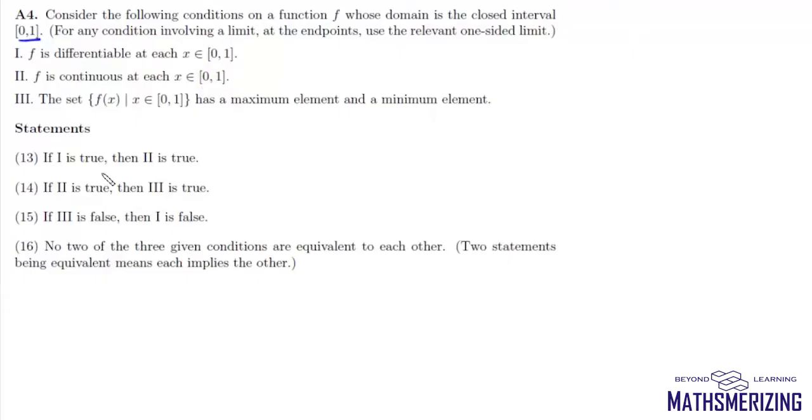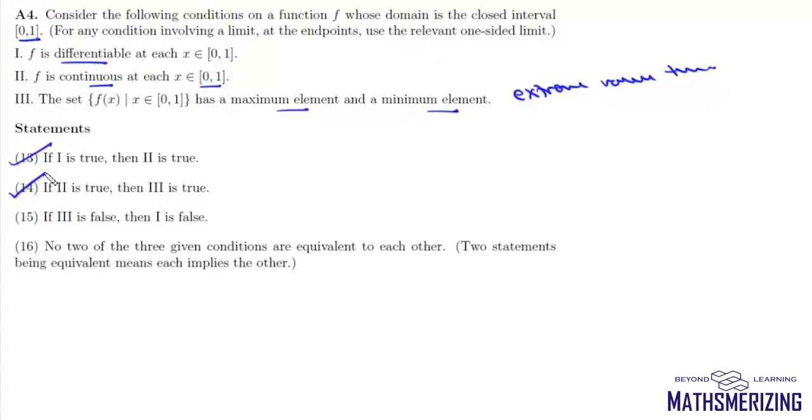Now this 13th statement is, if 1 is true, then second is true. If a function is differentiable in the closed interval 0 to 1, then it is continuous. It's a well-known concept: differentiability implies continuity. That means statement 13 is correct. Now the 14th is, if a function is continuous in this closed interval [a, b], then it will have a maximum element and a minimum element. This result is nothing but the extreme value theorem. So if a function is continuous in a closed interval [a, b], it will have a maxima as well as a minima. That means statement 14 is also correct.